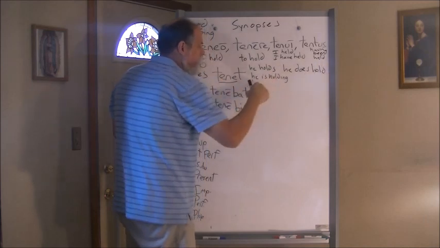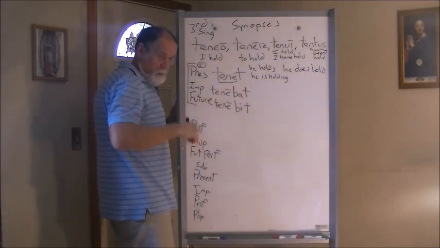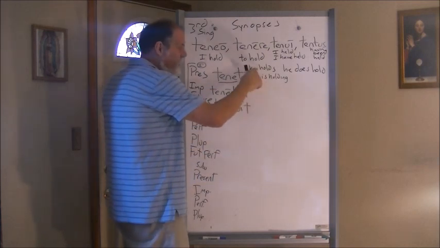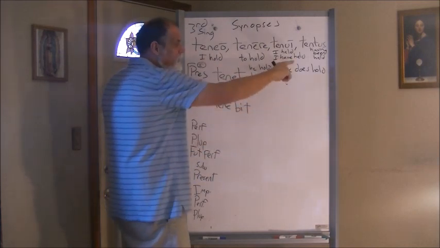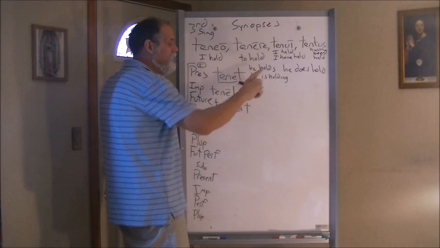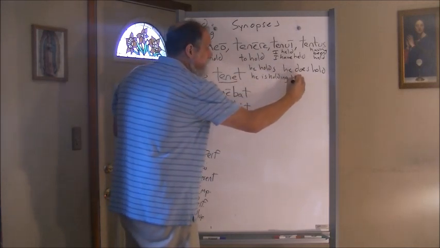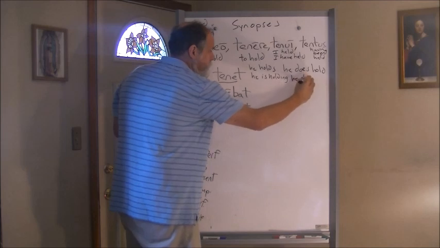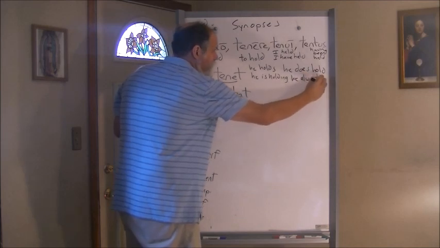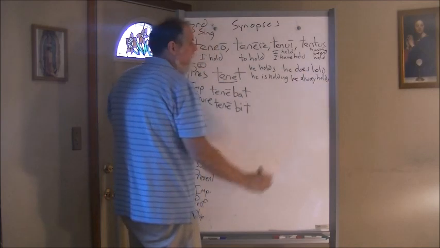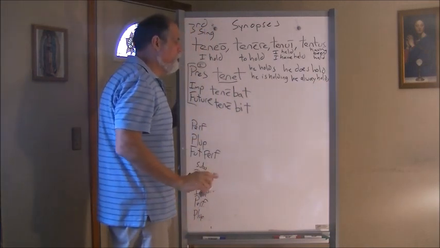So we have the simple, the continuous, he's currently holding, that's like a video, and he holds is the snapshot. He does hold is the emphatic, and then he always holds, which is habitual. Okay, he always holds. All right, so that would be the habitual form.